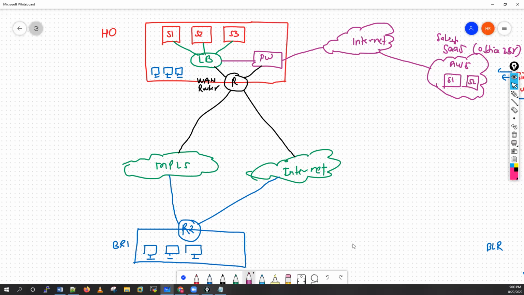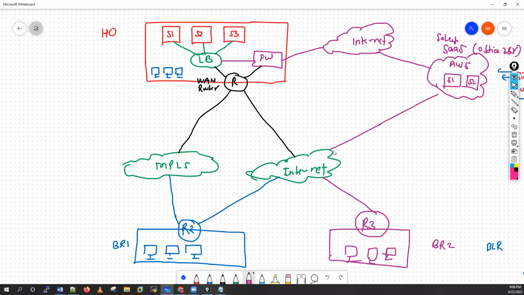Now this branch has some users here. It also has one router, R3, but at this branch location we don't have any MPLS. MPLS is not connected there; we only have internet connectivity. And guys, this cloud has connectivity with the internet as well through here. This is R1. So this is the network I have right now.